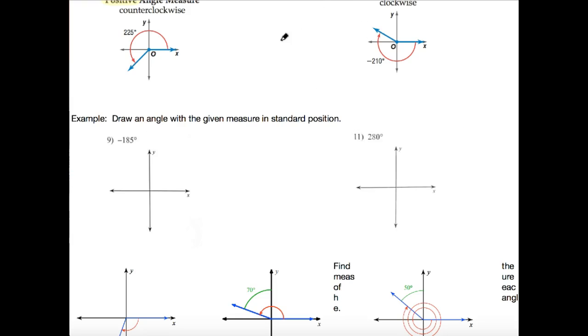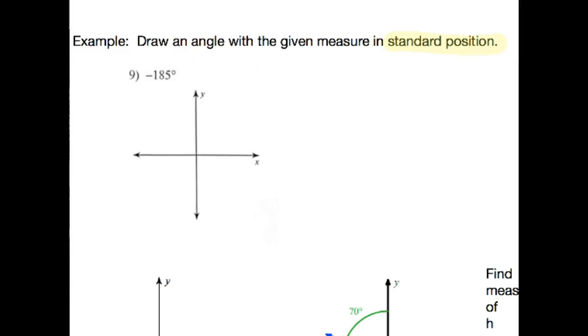So let's look at the first one. Let's draw an angle with the given measure in standard position. That means we have to have a vertex here at the origin, and then the initial side on the positive x-axis. When we draw this, you have to remember we're going to go down this time because it's a negative angle. So this, instead of representing 270, is negative 90 degrees. Here is negative 180 degrees. Here is negative 270, and then here would be negative 360 degrees.